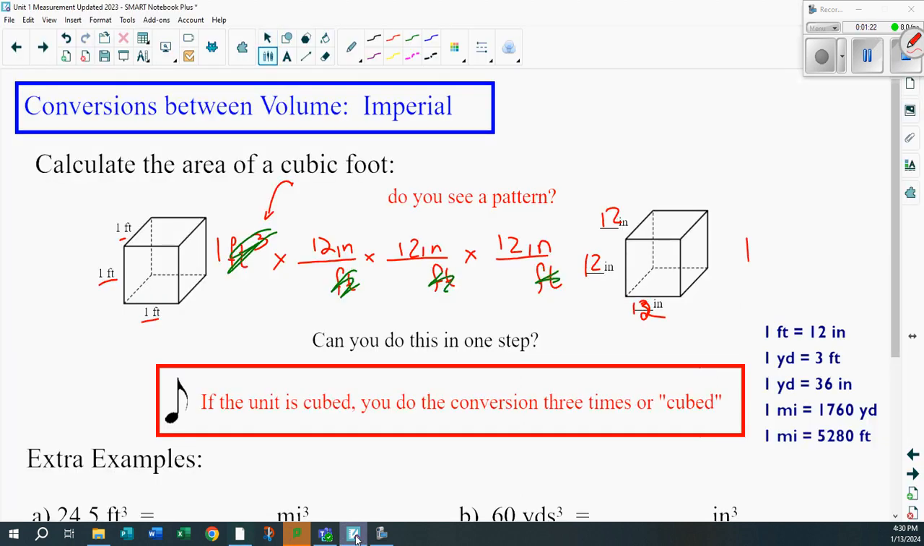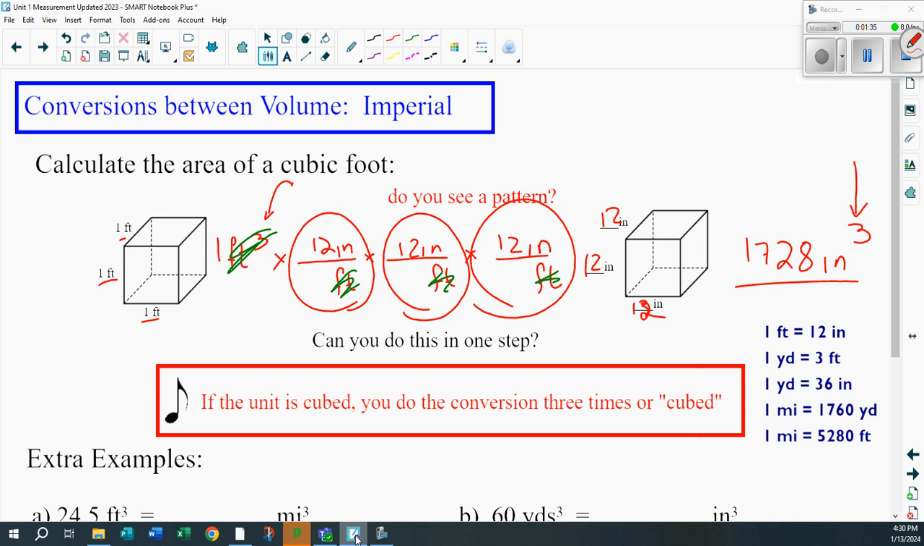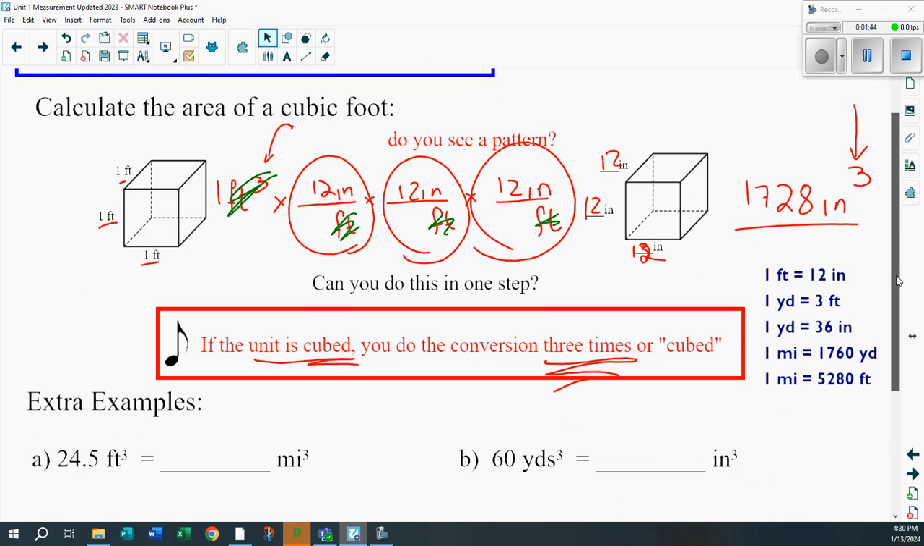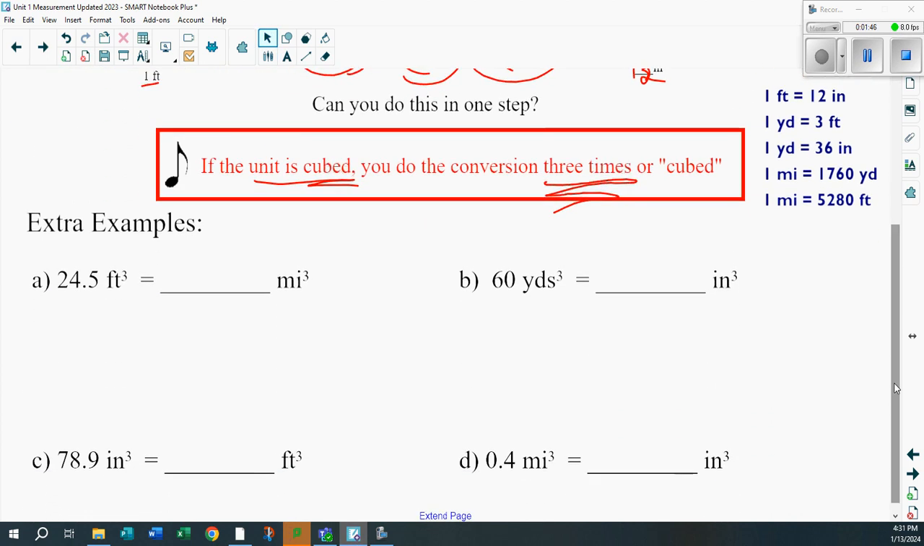Okay, so 1728, this would be inches cubed. Remember, that exponent right here tells you how many times you have to do the conversions. If it's cubic, you do it 3 times. So if the unit is cubed, you do the conversion 3 times, right? Okay, so let's quickly do some of these examples. I have my nice, beautiful conversion chart right over in the corner here. Let's use it. All right, here we go.